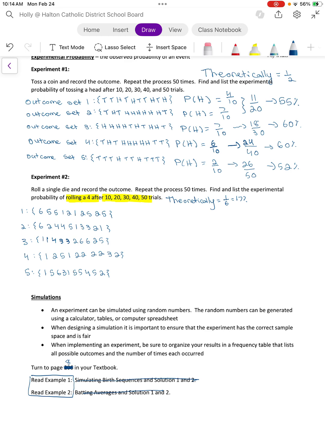And I wrote here a die has 6 sides. So theoretically, if I want to see what's the probability of rolling a 4, it should be 1/6, which is about 17%. Right? The 4 is on one side. I have 6 sides, so 1 out of 6 sides.